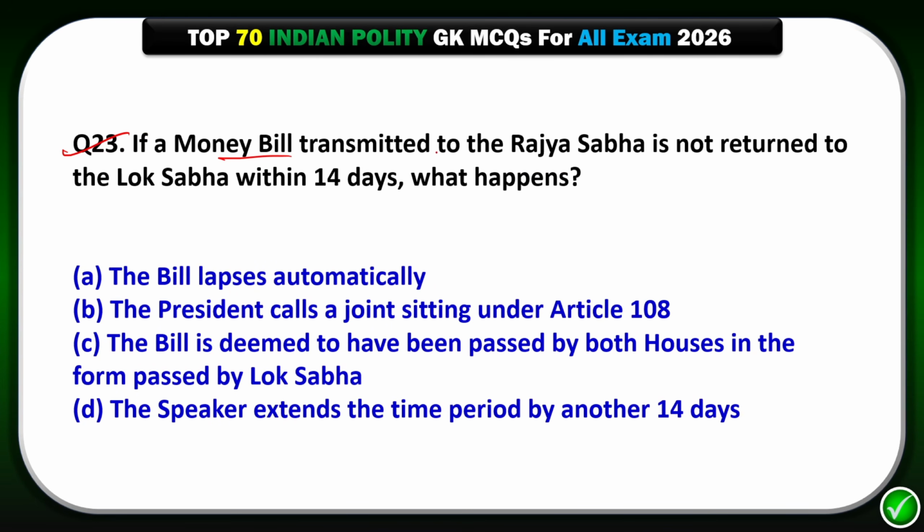23. If a money bill transmitted to Rajya Sabha is not returned to the Lok Sabha within 14 days, what happens? Option number C. The bill is deemed to have been passed by both houses in the form passed by the Lok Sabha.